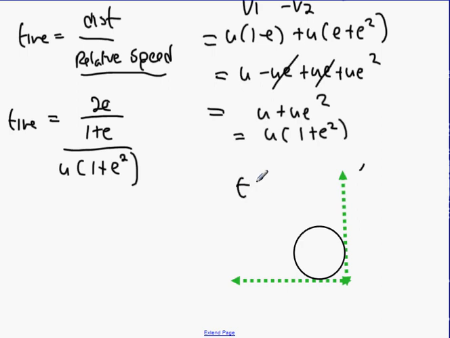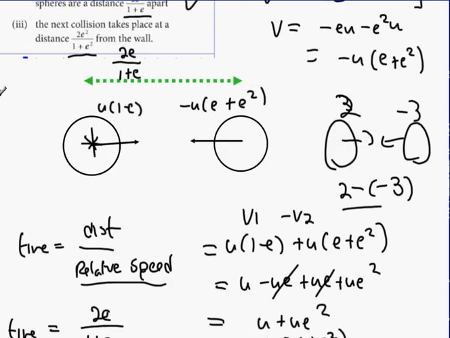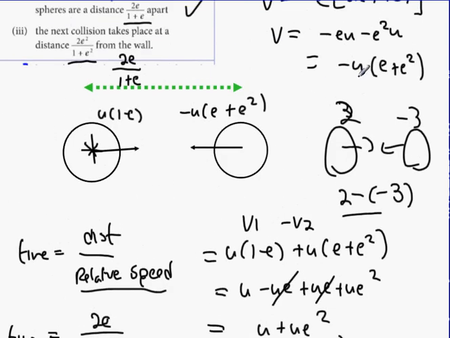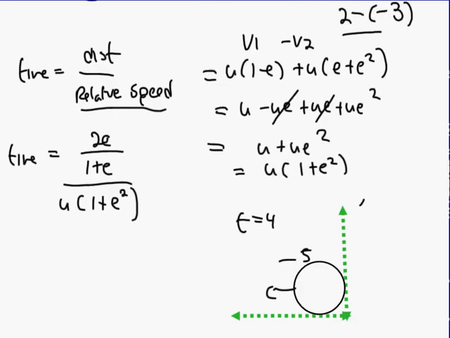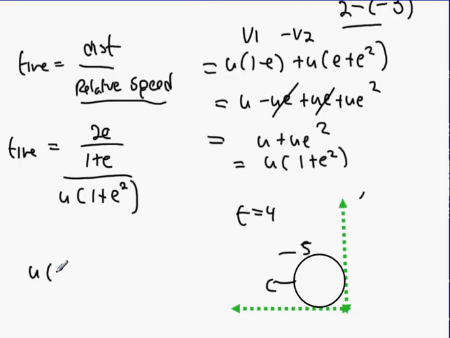An example being, if I had a time of 4 and this is going minus 5 to the left, we know the distance it's going to travel is minus 20. But do I need to worry about the minus in front of the 5? I can still just say it's 20 meters away from the wall. So using that logic, I'm going to go up to my V2, which was this one here, right? And with that V2, I'm just going to ignore the minus sign and just treat it as u into e plus e squared. So u bracket e plus e squared.